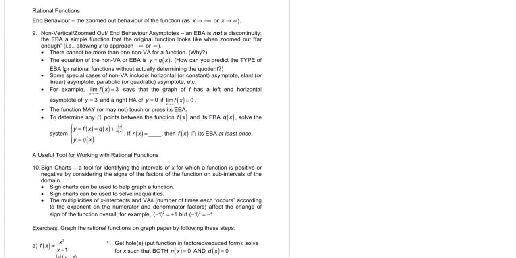So what we're going to do is take a look at this end behavior as a zoomed out behavior, which is a type of asymptote, but it's not the same as the vertical asymptote. In particular, it's important to note that we may have a function crossing or touching the end behavior asymptote. This is not the case for vertical asymptotes.